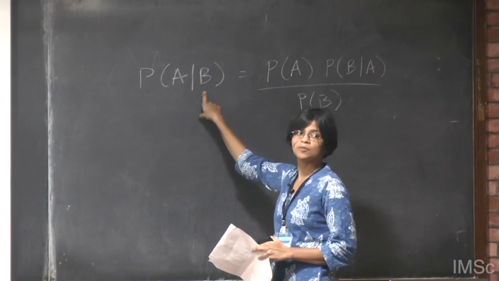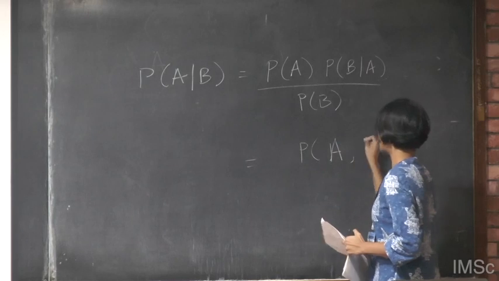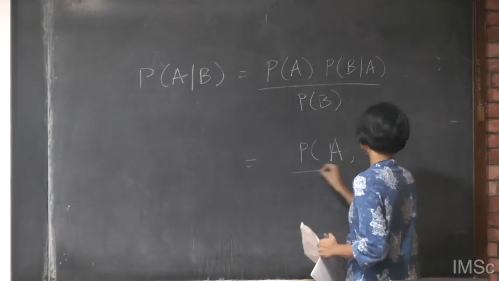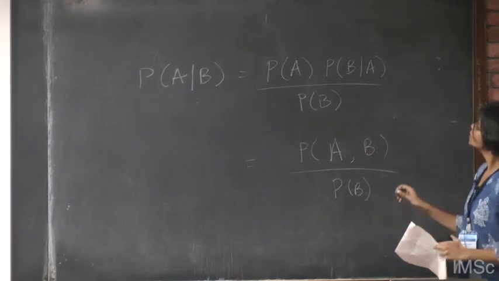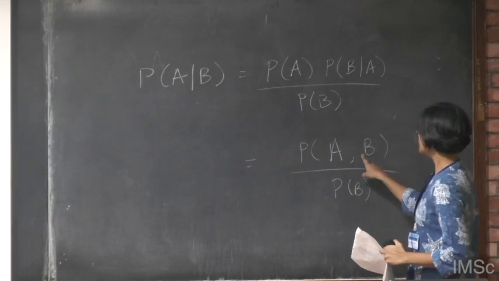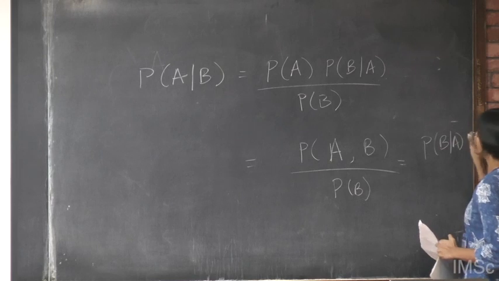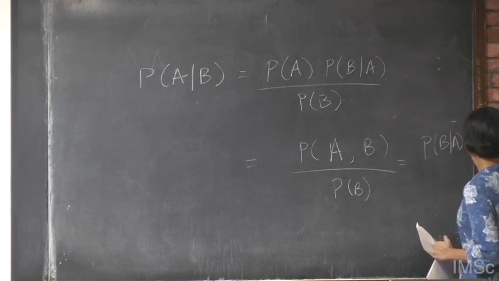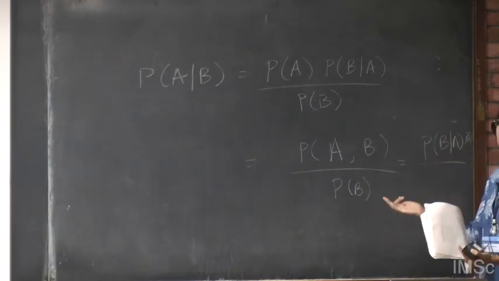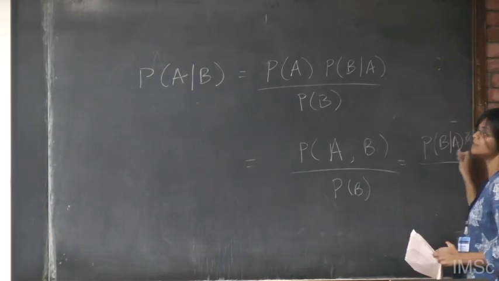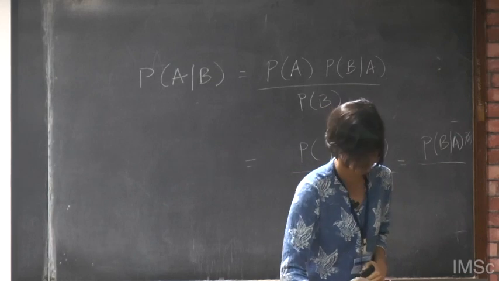What did we say P of A comma B given B was? We said it was P of A happening and B happening, divided by the probability of B happening, right? So the probability of A happening and B happening is also equal to the probability that B happens given A times the probability of A, because this intersection is commutative. It doesn't matter. A happening and B happening is equal to B happens given A times P of A. It's just conditional probability written a different way. You get that expression.